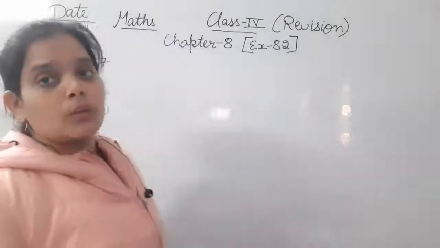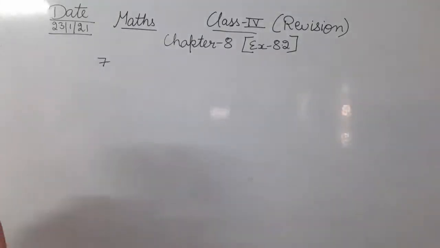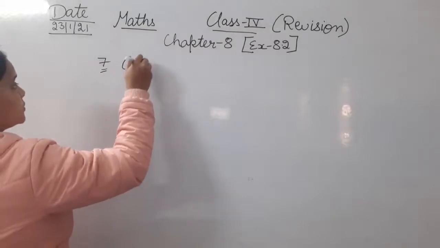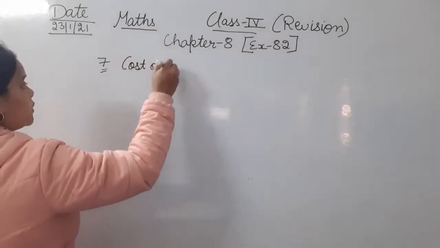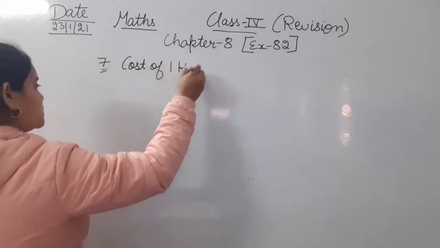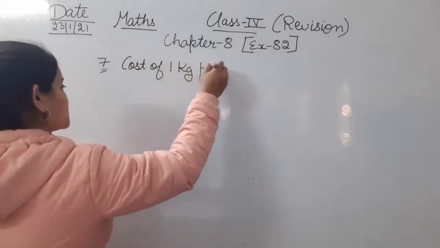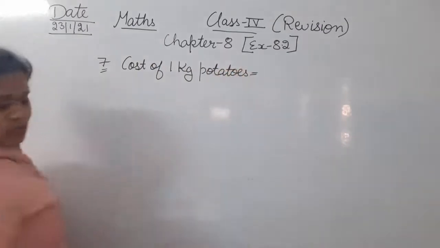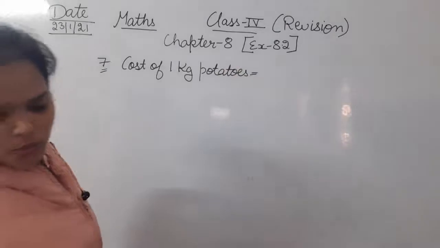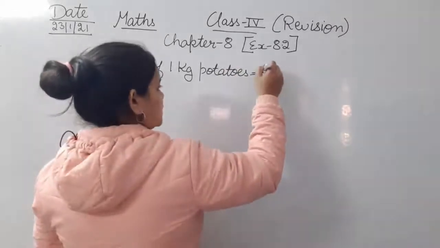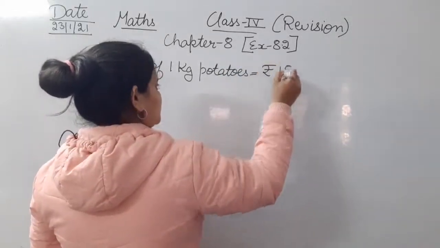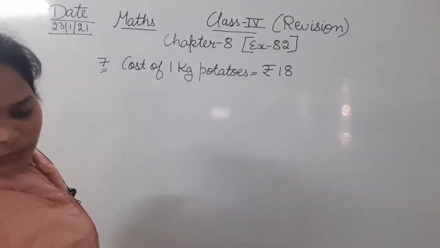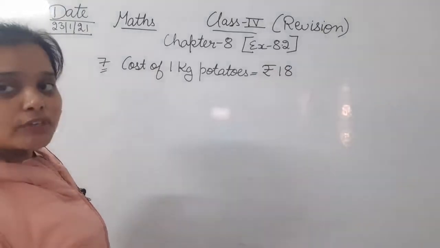तो लिखिए question number 7. Okay. Cost of 1 kg potatoes. The cost of 1 kg potatoes is rupees 18. And we have to find the cost of 1/3 kg of potatoes.